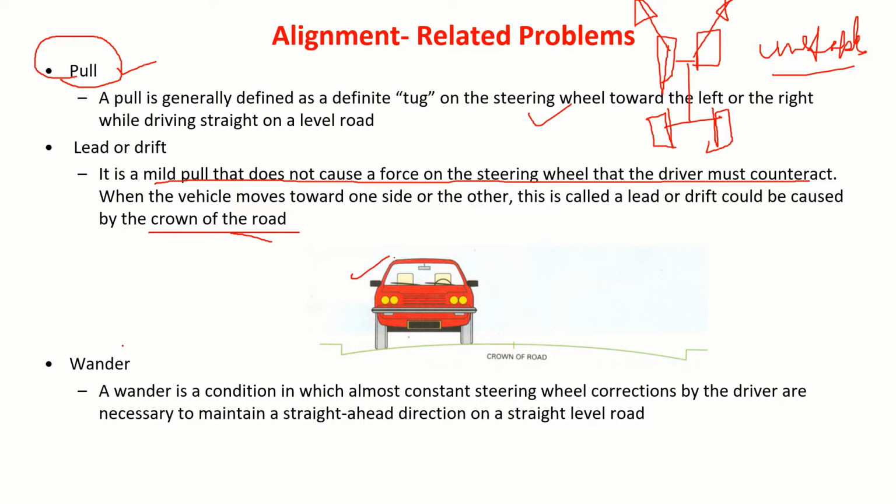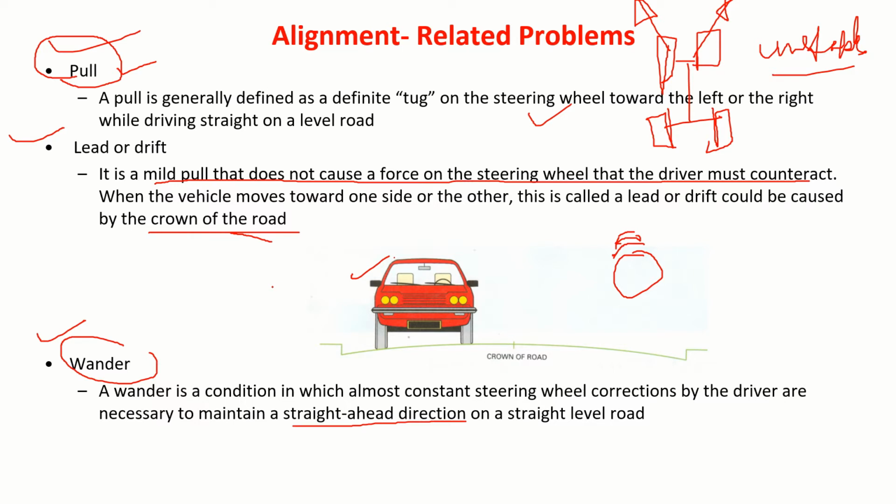Another thing that can happen is wander. Say your steering wheel continuously goes like this, and you continuously have to correct like this. It is a condition in which almost constant steering wheel corrections by the driver are necessary to maintain the straight-ahead direction. So if the alignment angles change, these are the kind of problems that you face.